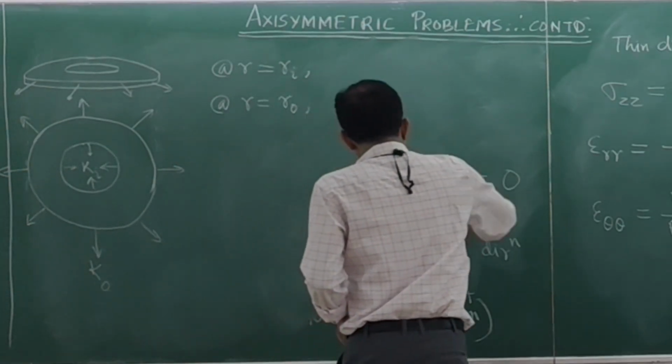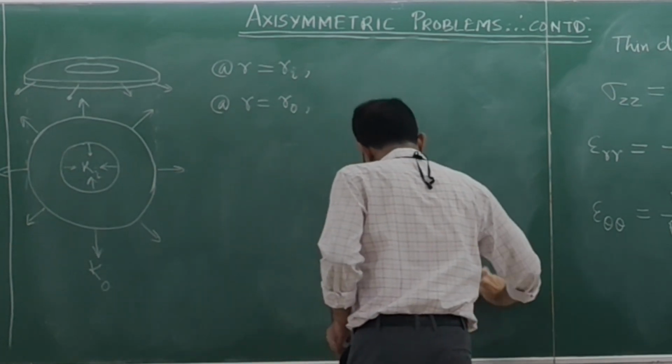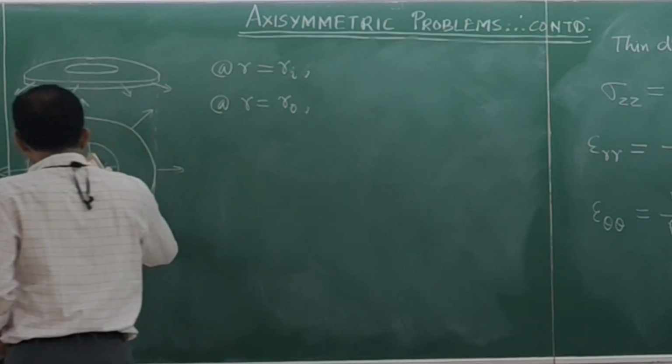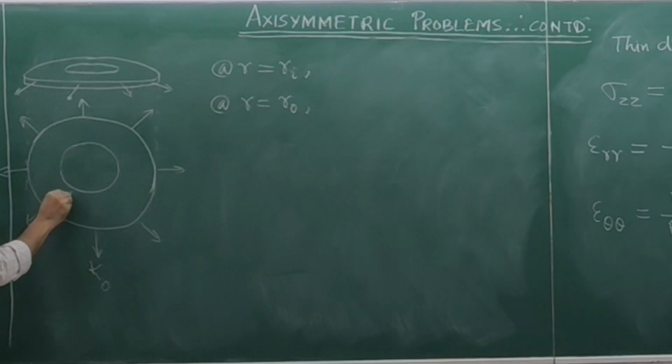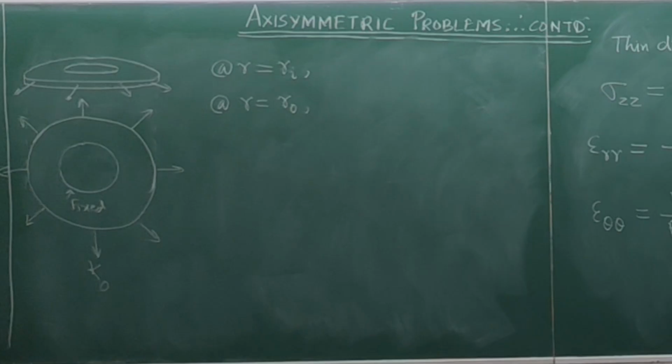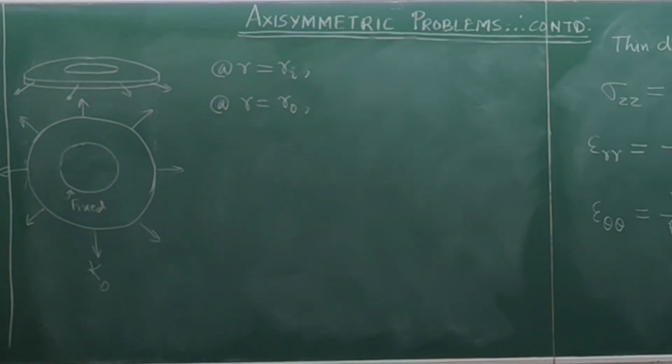So if we say that the inner periphery is fixed, okay, this is a separate problem we are doing now. That previous problem is over. I'm not going to do it anymore. Suppose I say that this inner periphery is fixed. Outer periphery is like this only. Then what is the condition I should write at r is equal to Ri over here? You tell me this.